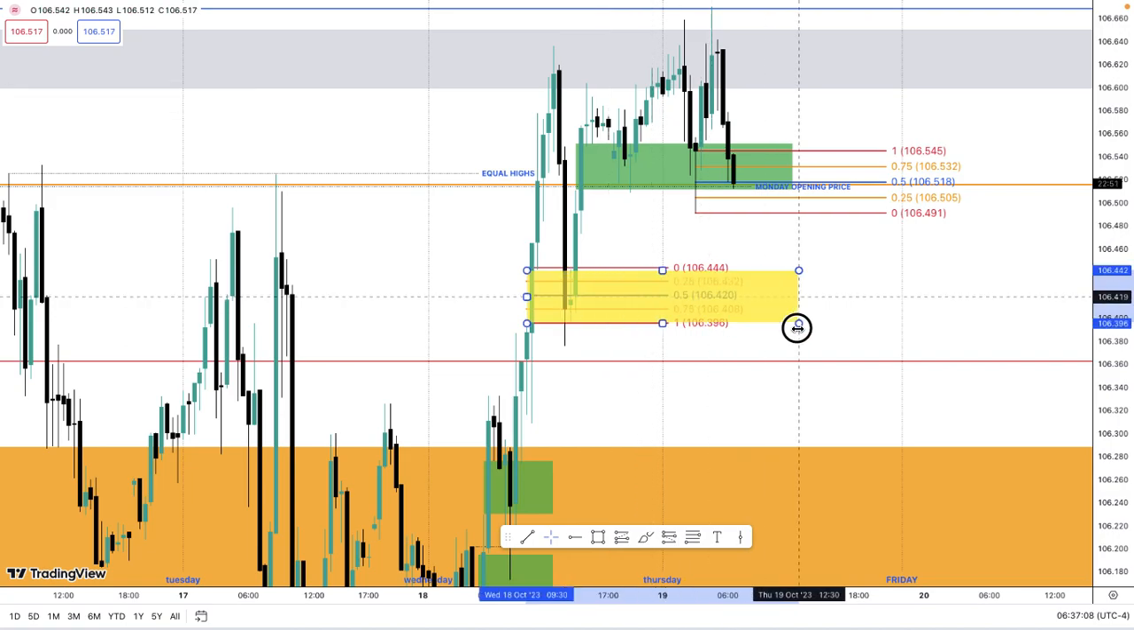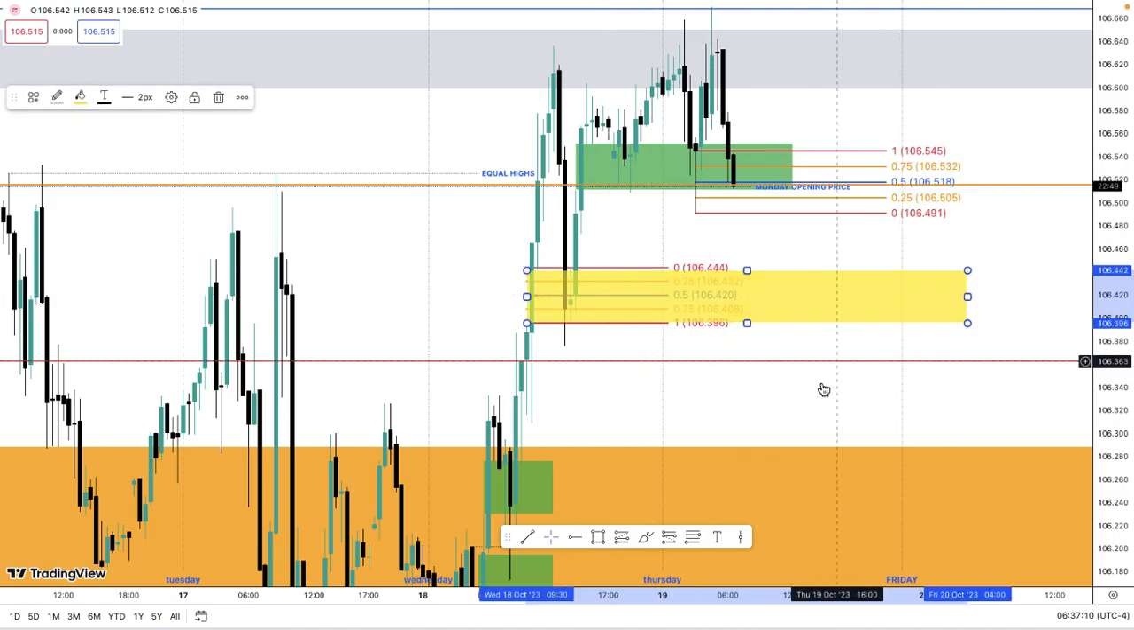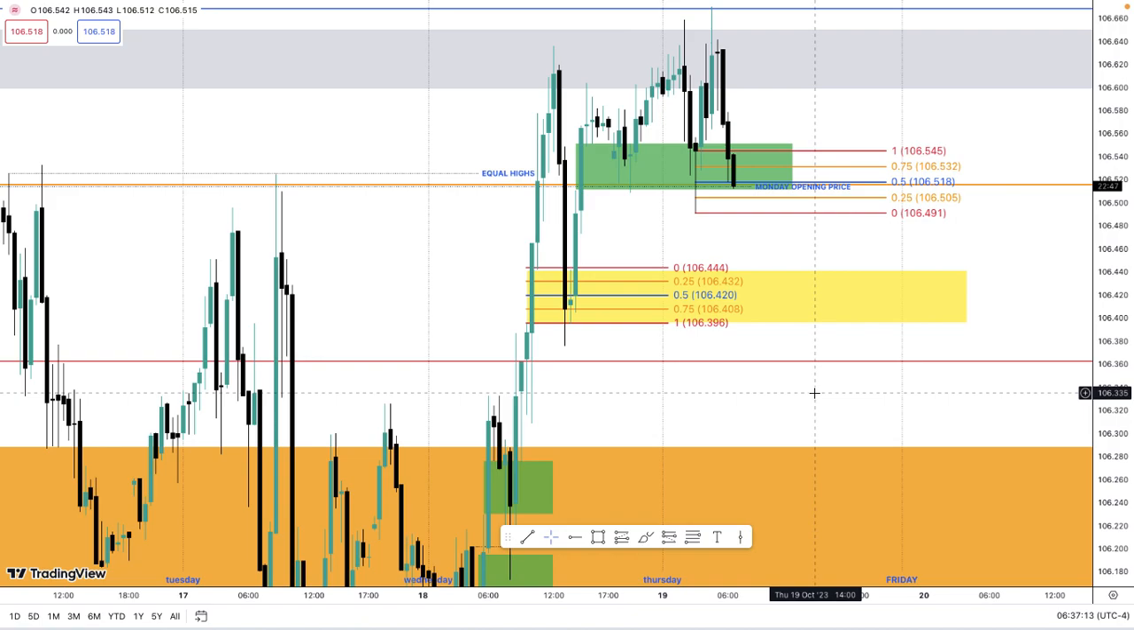We have this fair value gap here. We're going to see if price revisits that, but I don't think so.